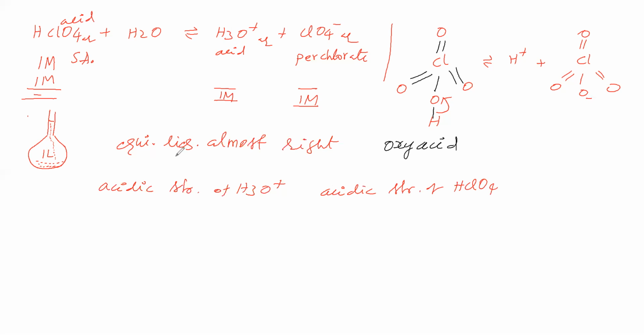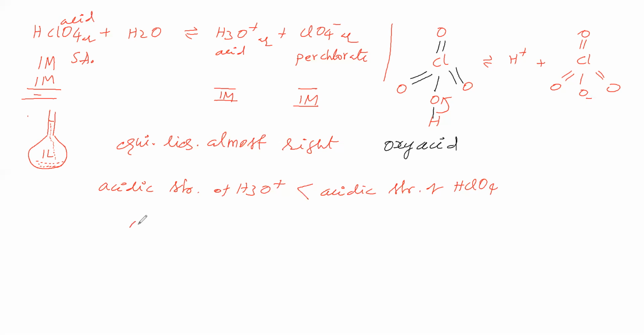Now here the equilibrium lies almost to the right. That means which has higher acidic strength, H3O plus or HClO4? Equilibrium lies almost right in the sense that the forward reaction took place and the backward is almost nil. Backward almost nil means which will have higher acidic strength, HClO4 or H3O plus? We can say HClO4 has higher acidic strength than H3O plus.